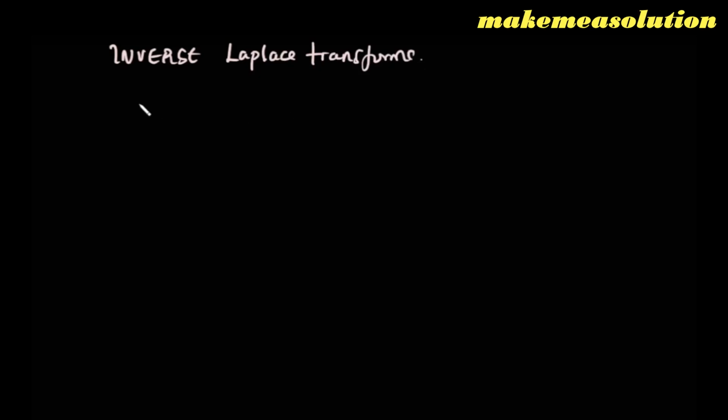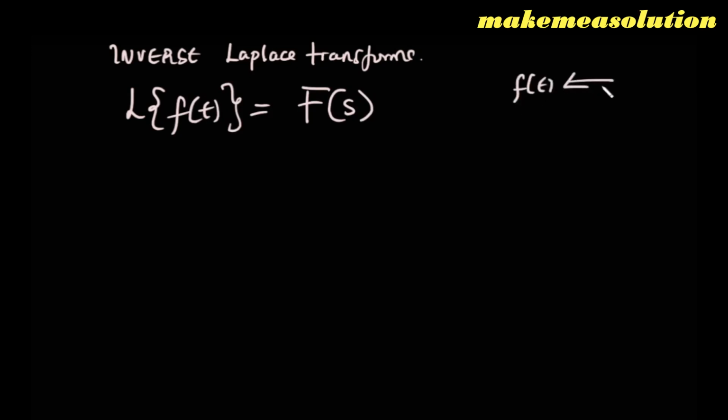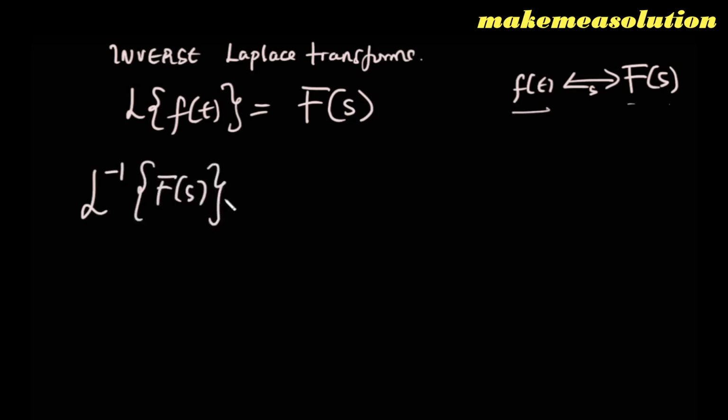So you must have seen that the Laplace transform of f of t gives us capital F of s, because of the Laplace transform pair. f of t forms a Laplace transform pair with F of s. It means that when you take the Laplace transform of f of t, you get F of s. When you take the inverse Laplace transform of F of s, you're going to get f of t. So how do we write that? The inverse Laplace transform is L to the minus 1 of F of s, which gives you back your f of t.